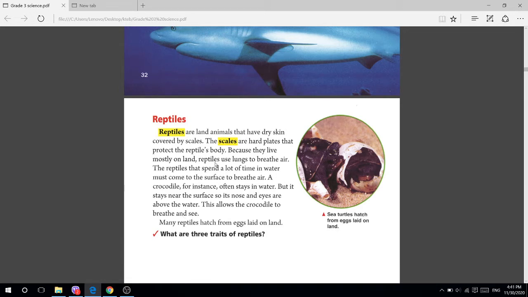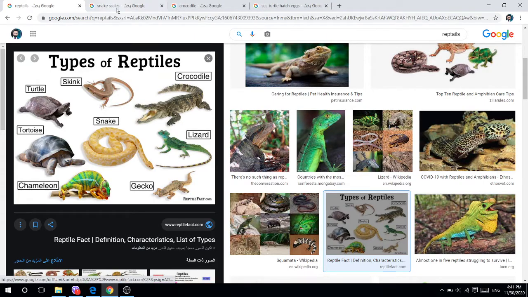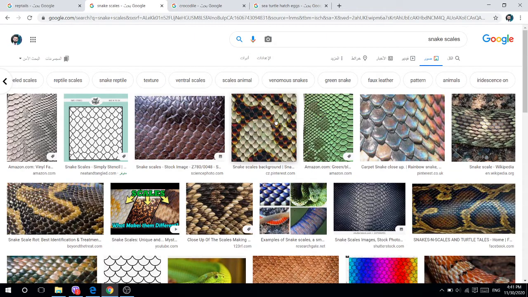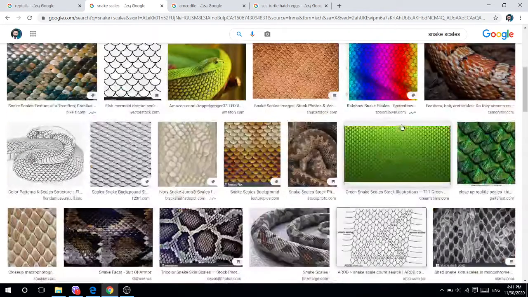Go back to the scales. The scales are hard plates that protect the reptile's body. All reptiles are protected by what? They are protected by the scales. Hard plates that protect the reptile's body, covered by what? Covered by the scales. Look at the scale. Do you see? This is the scale of a snake.